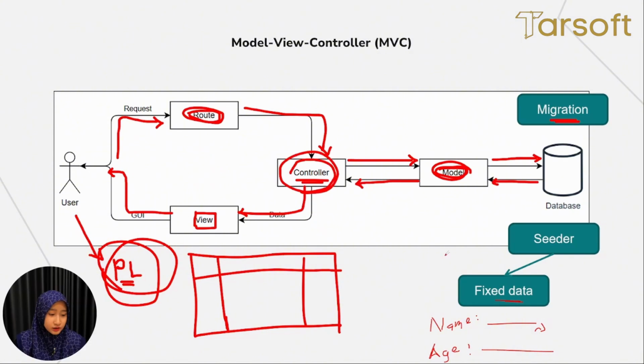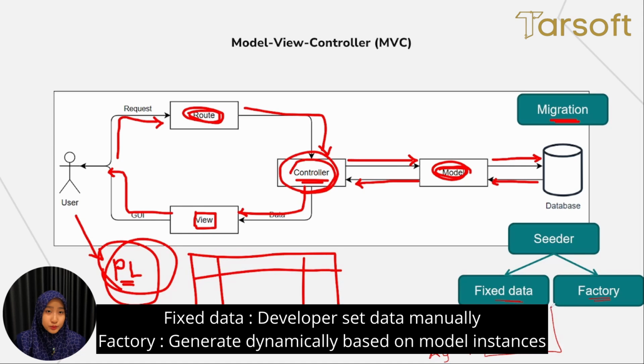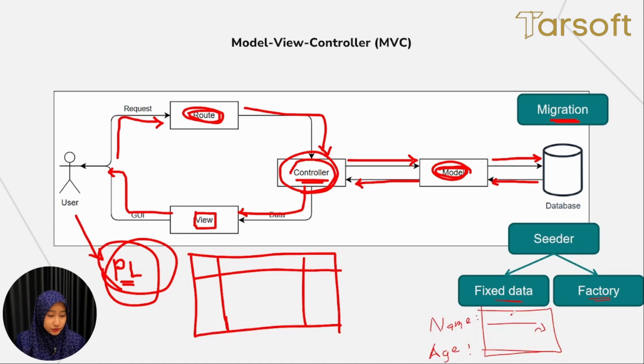While the second option is factory. Factory is going to generate the data that you would otherwise input manually, dynamically. You just need to give an example of how the column should be inserted, or how the data should be inserted inside the table. For example, if there is a column name, it should be a random word. If it's an age, it should be a random number. Then it will process and give you a random name and number.